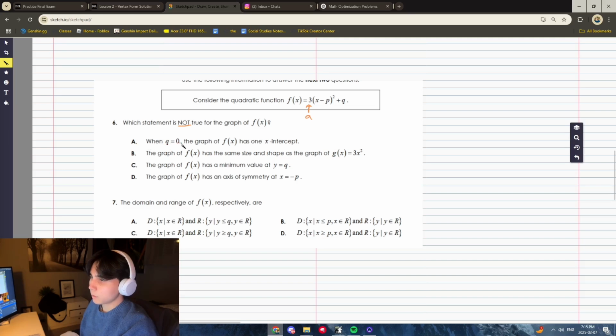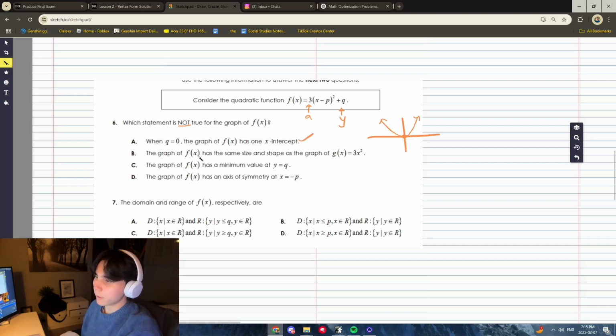A, when q is equal to 0, the graph of f(x) has 1 x-intercept. So what we're saying is that if our vertex is at 0, right here, since our q is in relation to our y, our vertex is going to be literally at this point right here, at 0. So if it's at that point right there, you're going to notice that it does create 1 x-intercept, since it only touches the point once. So this is going to be true.